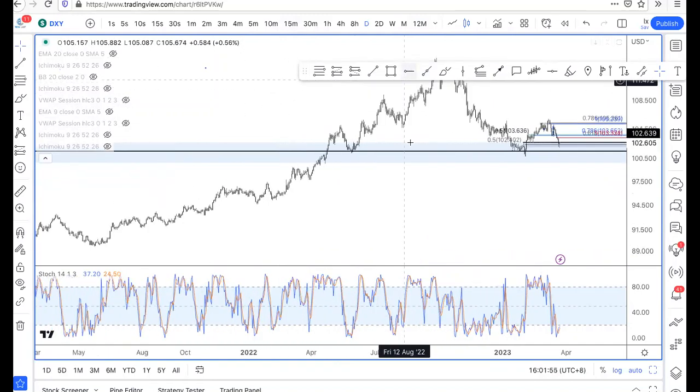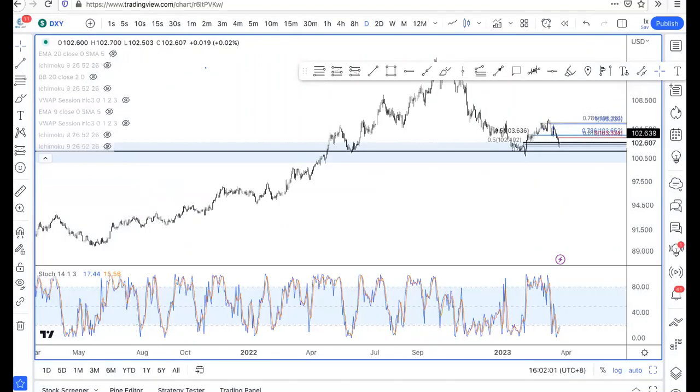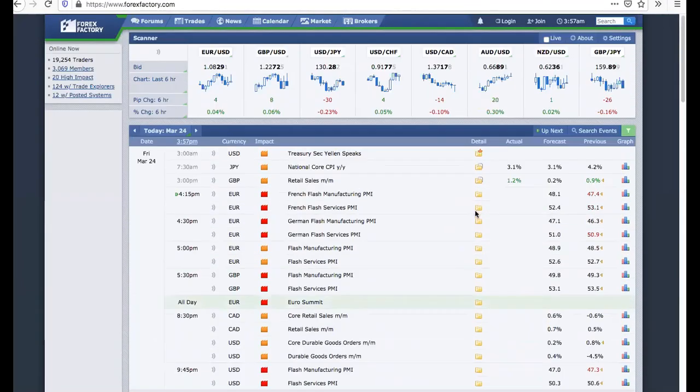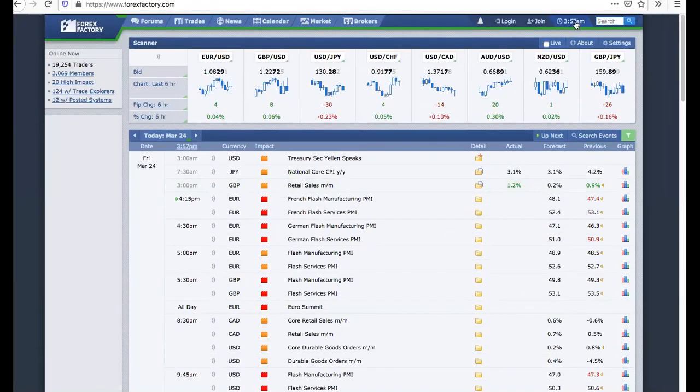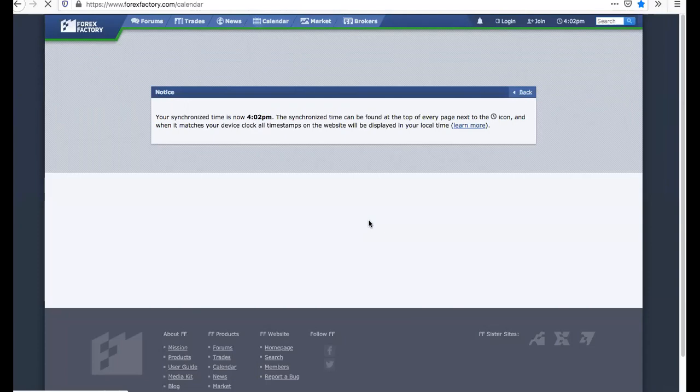Okay, so let's take a look at the setups. Let me just hop onto the economic calendar first. For the economic calendar, you can use either vantagemarkets.com, so just go to vantagemarkets.com and there's an economic calendar tool, or you can use Forex Factory. Either one works. Right now I'm on Forex Factory, so let me just adjust it to my local time and then also change it here.